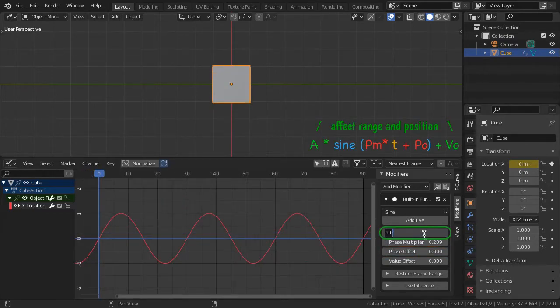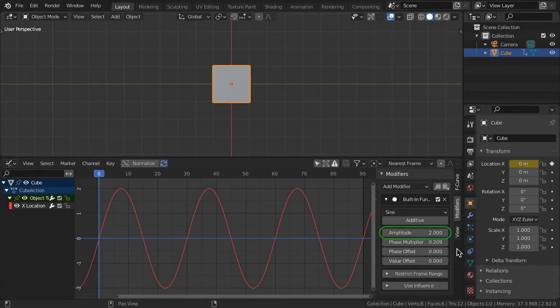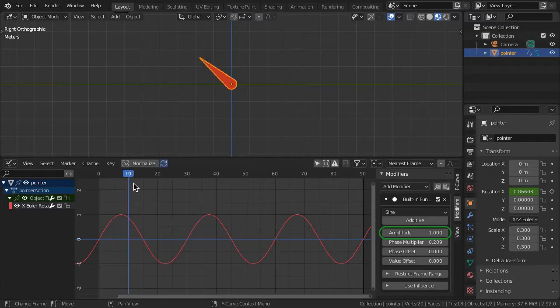The amplitude is a multiplier that affects the range of the function along the y-axis of the graph. You can think of it as defining the number of units within the peak of 1/2 cycle, or just 1/2 the range. For most channels, such as location, scale, light or material values, the amplitude relates directly to the specific units of that property. For radial channels, such as rotation, amplitude relates specifically to radians.